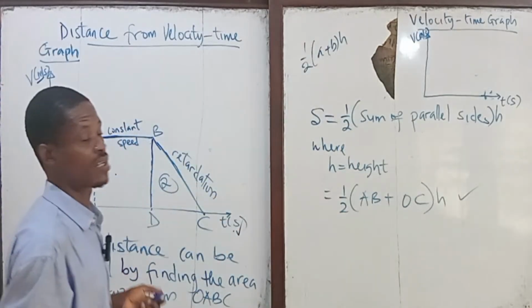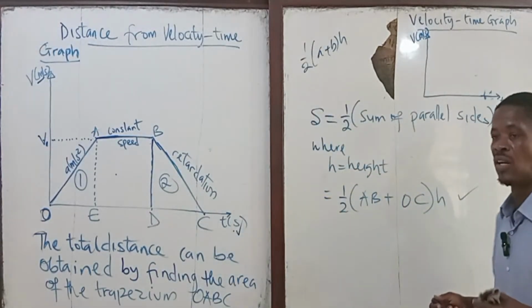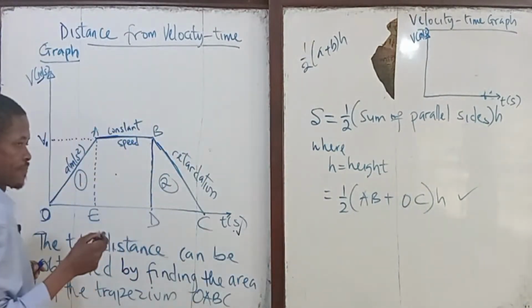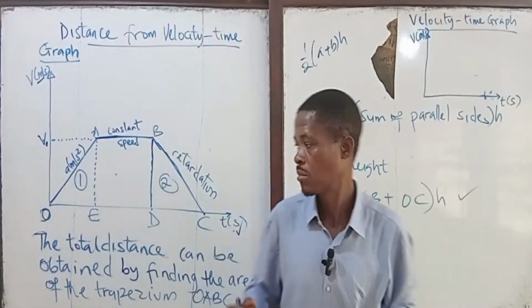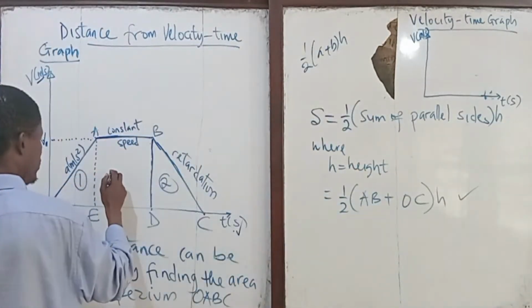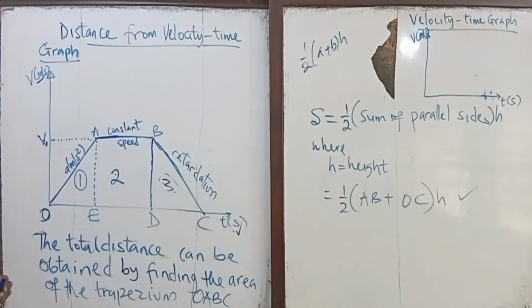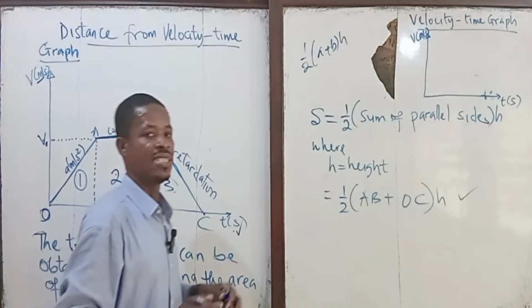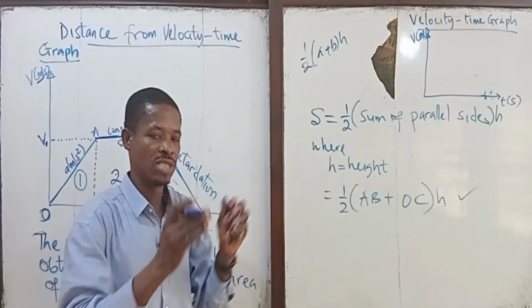In this case, we have a trapezium. Okay, so that's that. We can as well take it individually. Look at the shapes individually. I can call this one 1, this one 2, and this shape 3. Get the area of 1, the area of 2, the area of 3, and then for the total distance, you add them together.